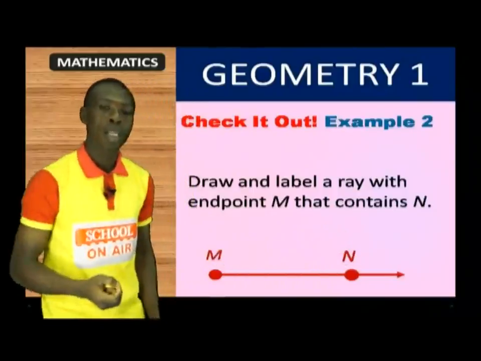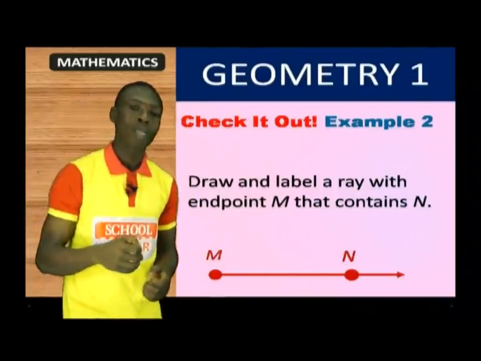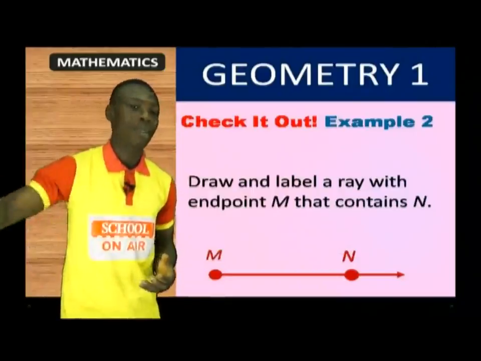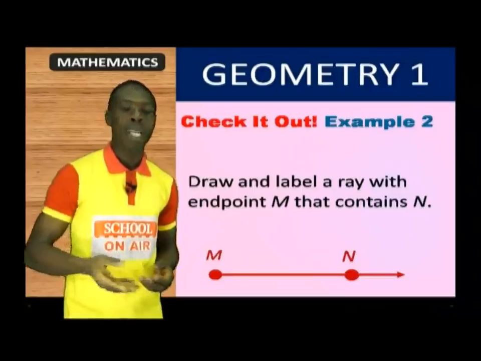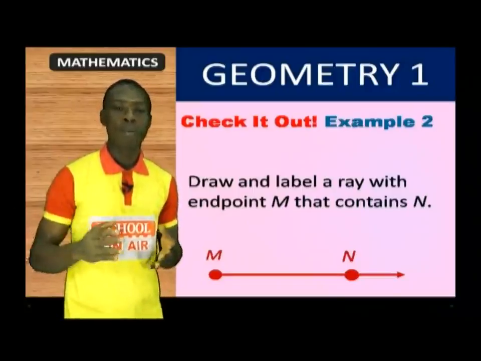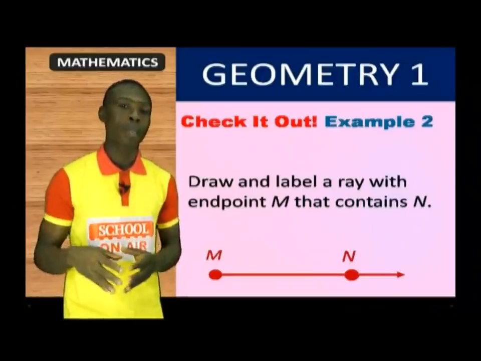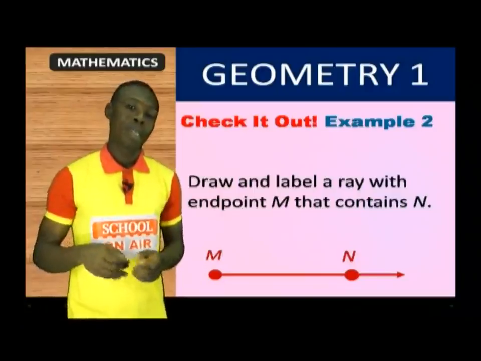Remember, a ray is a line that starts from an endpoint and extends forever. That's how we define a ray. Start from the endpoint and extends forever. And of course, we can have several other points within the same ray.